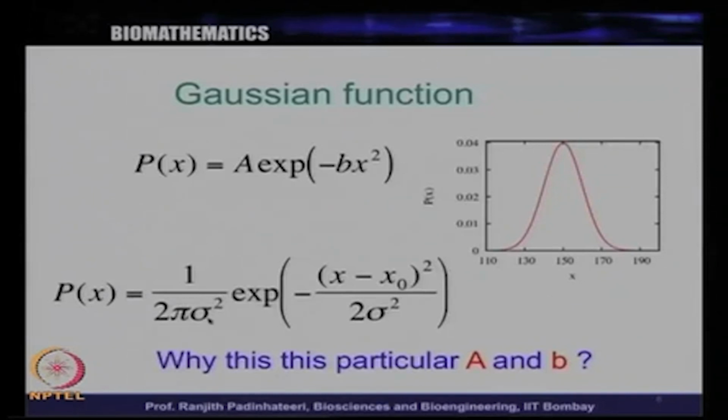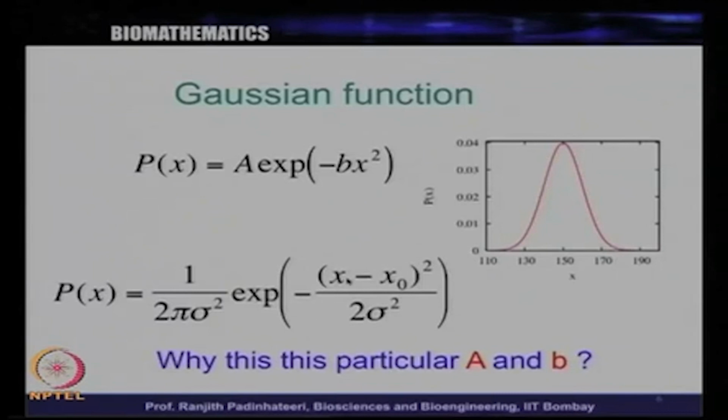For normal distribution, sigma is standard deviation. So, why are a and b related to standard deviation? That is why this particular form: a is 1 by 2 pi sigma square and b is 1 over 2 sigma square. You can know this just by comparing. So, let me write it here.